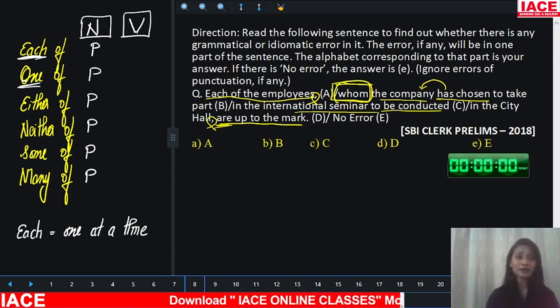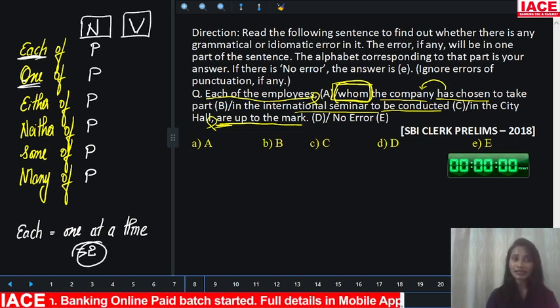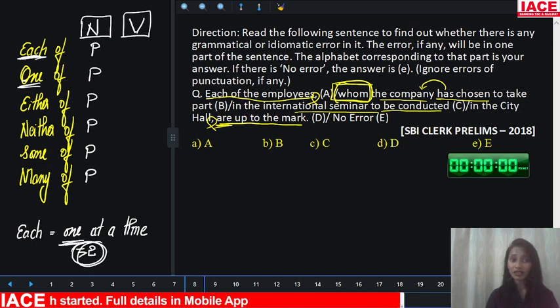So each can be expressed for two. That means you can use it for two or more than two. But that is not what we require. What we require is that each means one at a time. That means each is singular.